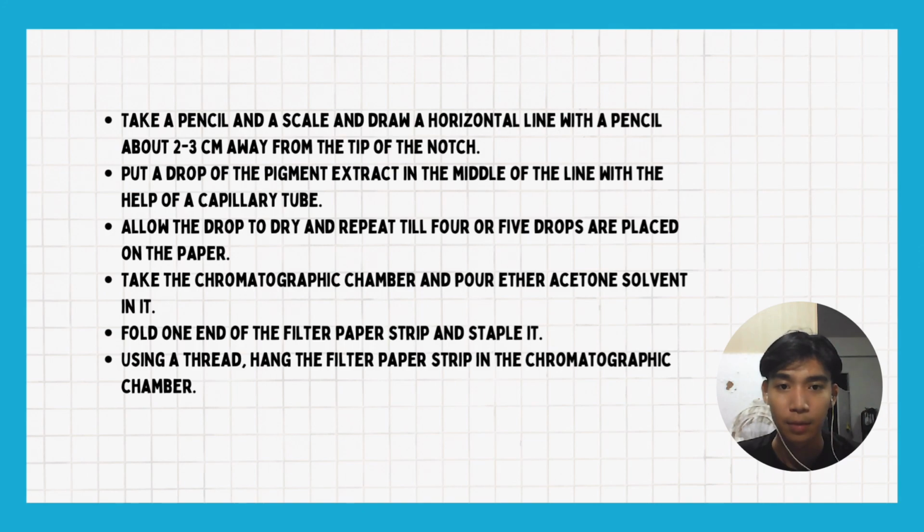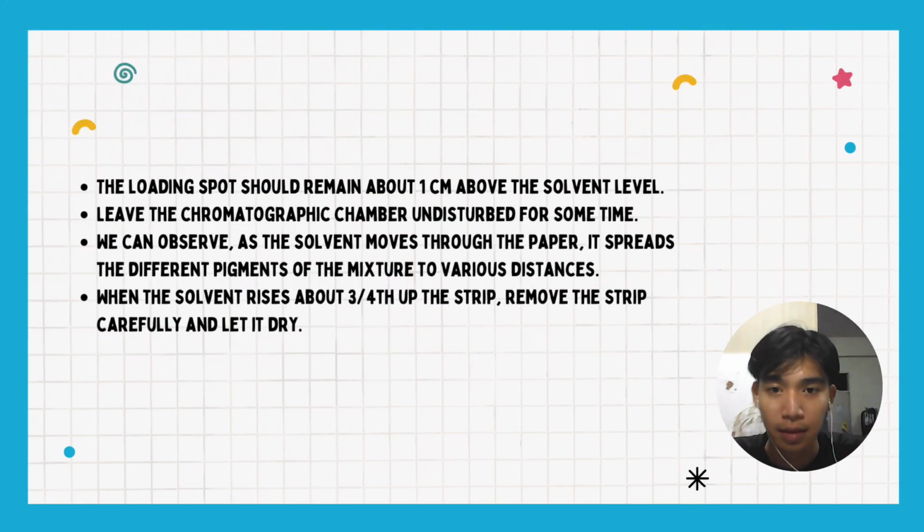Next, take the chromatographic chamber and put ethyl acetate solvent in it. And then fold one end of the filter paper strip and staple it. Using a thread, hang the filter paper strip in the chromatographic chamber. Next, the loading spot should remain about 1 cm above the solvent level.